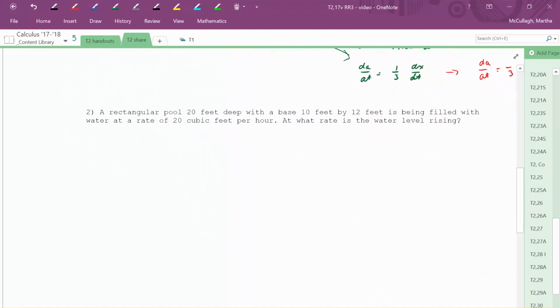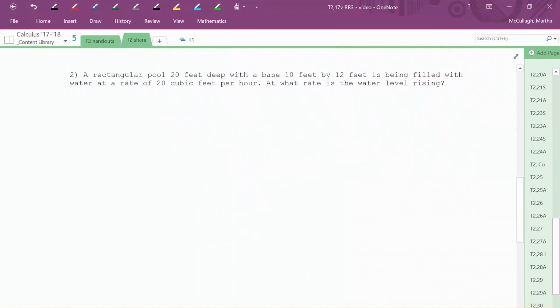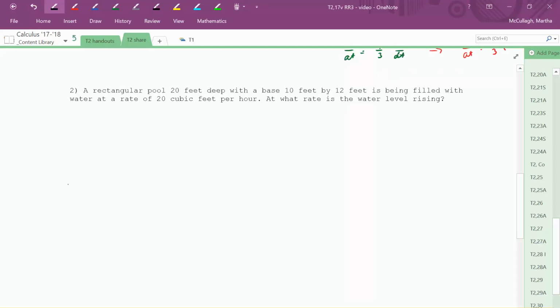So our second problem, it's kind of nice because it looks like it's going to be a challenging problem. The challenging part is drawing a three-dimensional drawing. A rectangular pool 20 feet deep with a base of 10 by 12 feet is being filled with water at a rate of 20 cubic feet per hour. At what rate is the water level rising? Well, it's kind of a strange shaped pool. It's 10 feet by 12 feet by 20 feet deep.